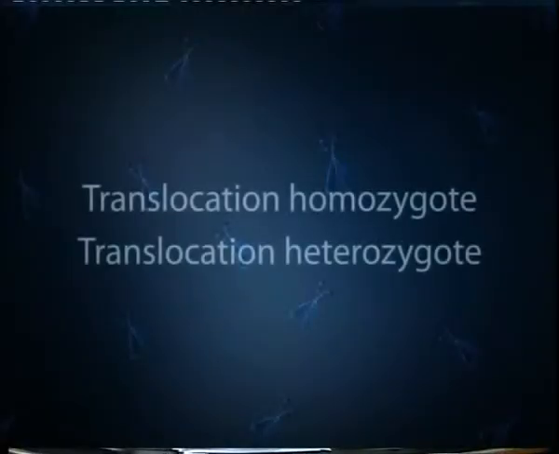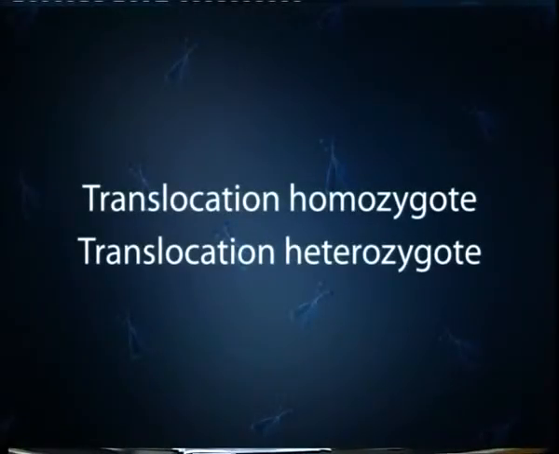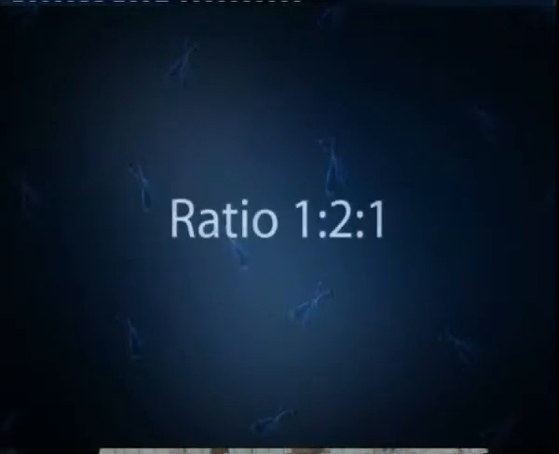Therefore, random fertilization between these 2 types of gametes, between the males and females, will result in a progeny of translocation homozygotes, translocation heterozygotes, and normal types in the ratio of 1:2:1.